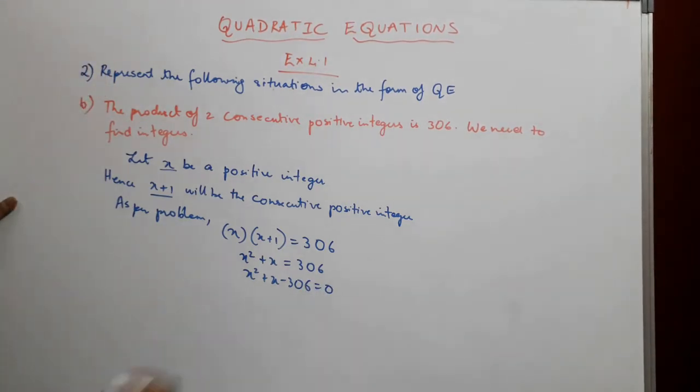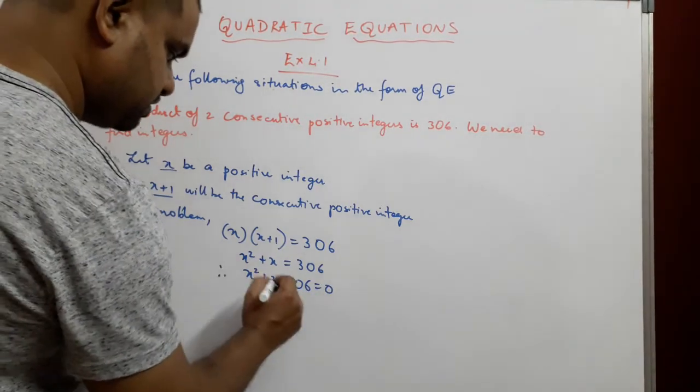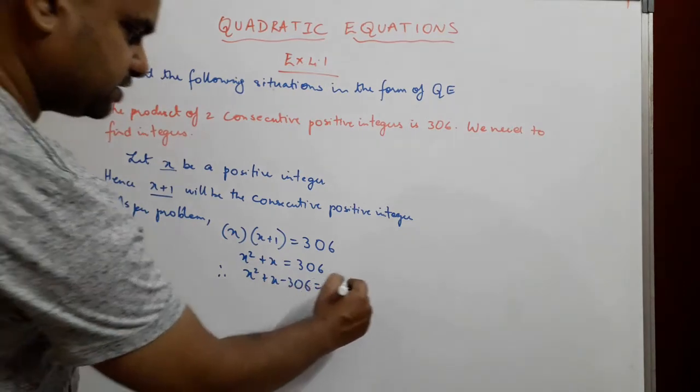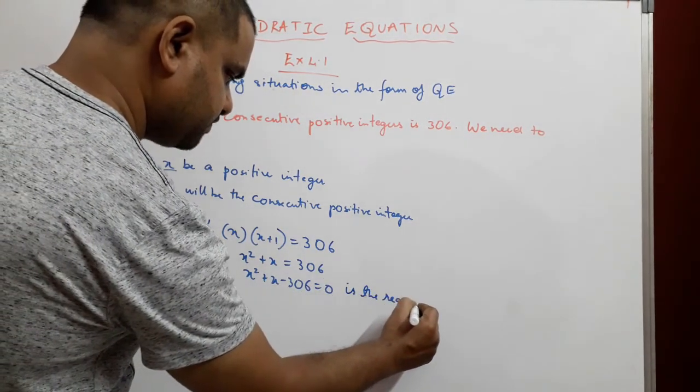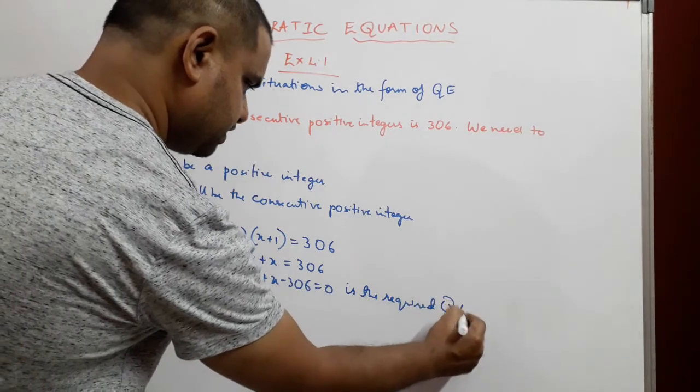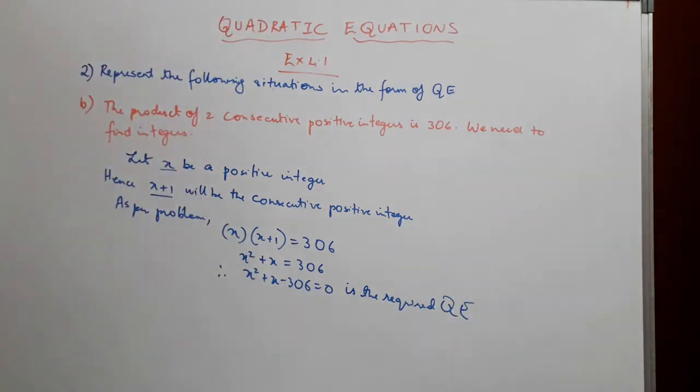Okay, you can say therefore x square plus x minus 306 is the required quadratic equation. Right?